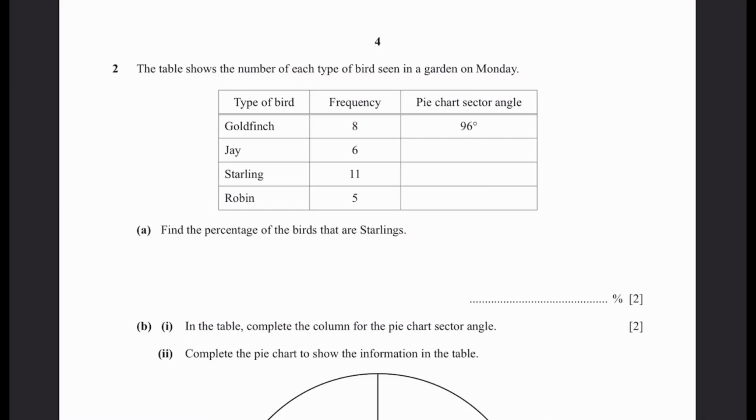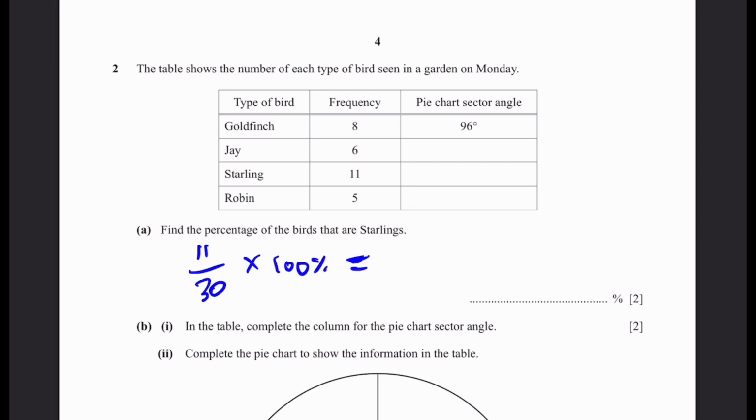The table shows the number of each type of bird seen in the garden on Monday. The type of bird, frequency, and pie chart sector angle are given for 4 different birds: the goldfinch, jay, starling, and robin. A. Find the percentage of birds that are starlings. So the percentage which are starlings are going to be 11, which is the frequency for starlings, divided by the total frequency, which is 30, by adding all those values up, and then times 100% because it's a percentage.